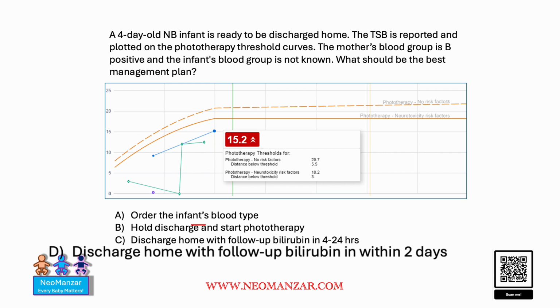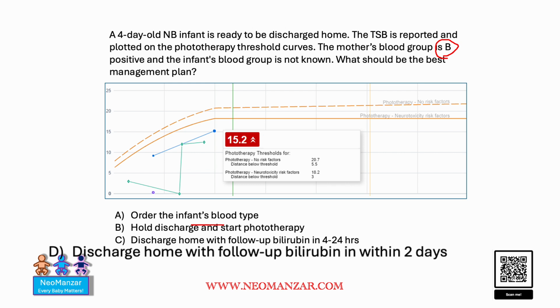Order infant's blood type. When the mother is B positive, the risk of hemolysis is very less in babies unless baby is A positive. If baby is O or B, there is no risk in terms of ABO incompatibility. So that's why A is not the right choice.